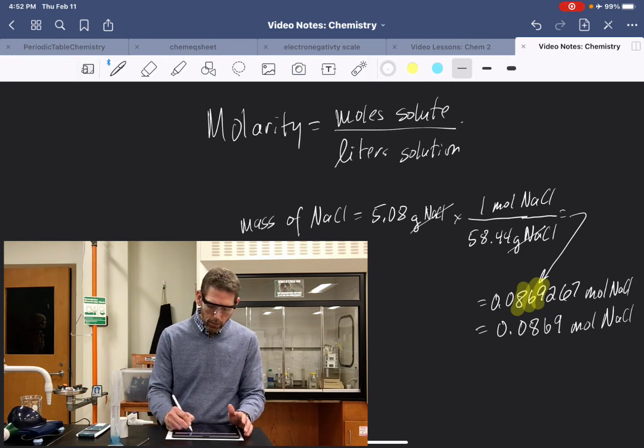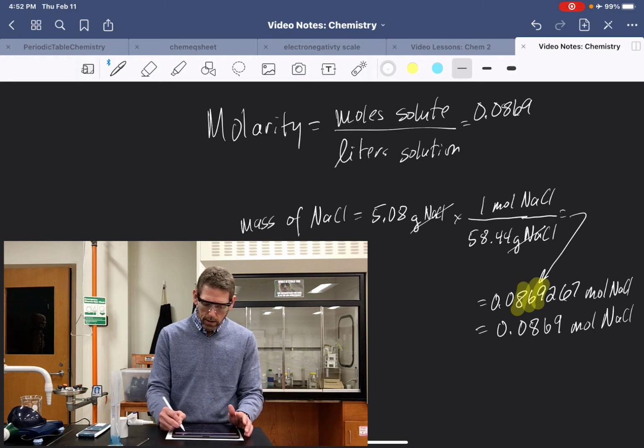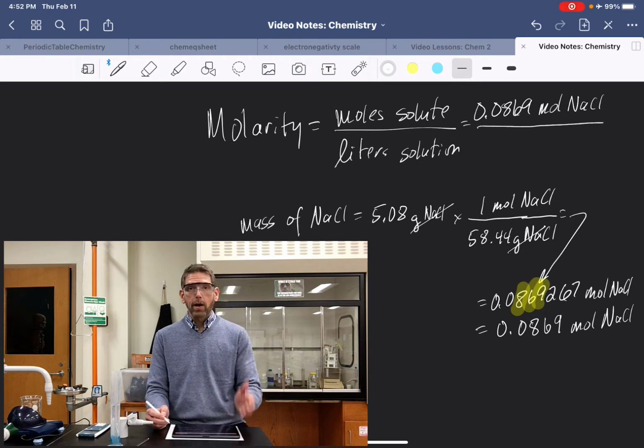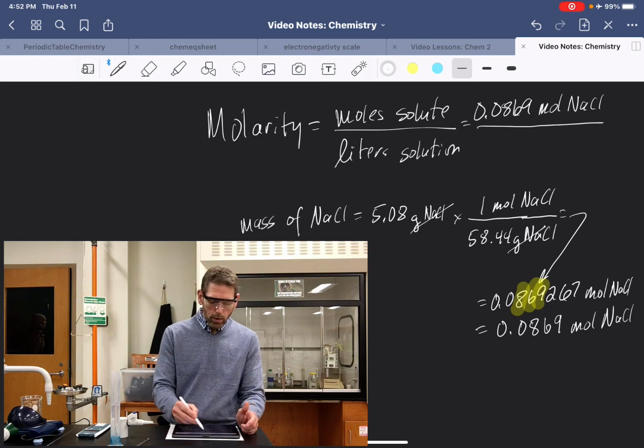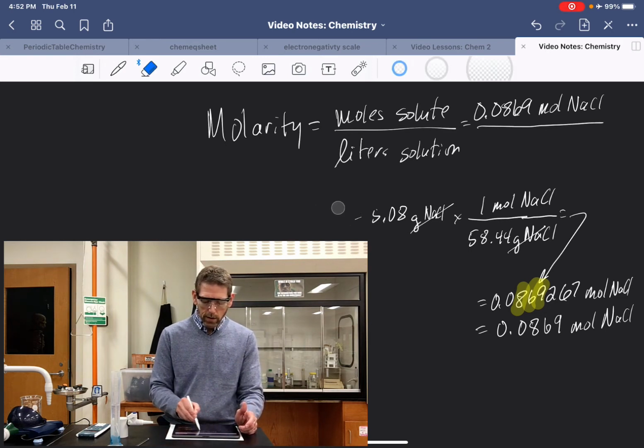Check. So right now we've got moles of sodium chloride is 0.0869 moles NaCl divided by liters of solution. All right, let me go ahead and get all this out of the way.